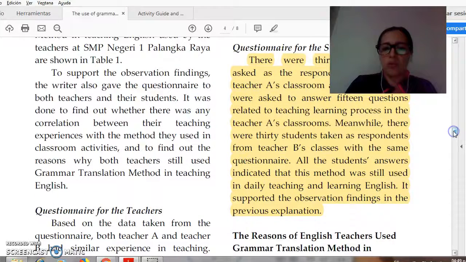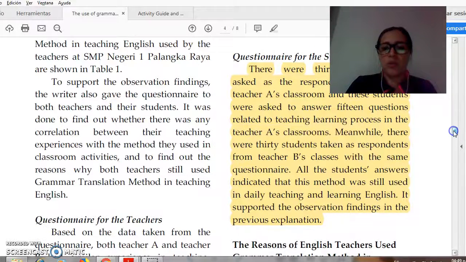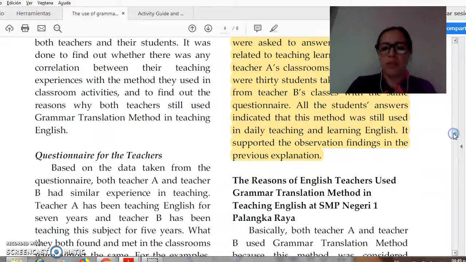There was also a questionnaire for students where 33 students from teacher A and 30 students from teacher B were asked some questions in order to give a better result of the two teachers. And they found that the observations supported the previous explanation.